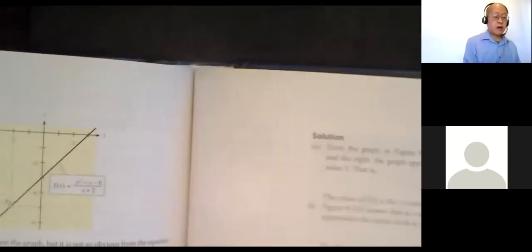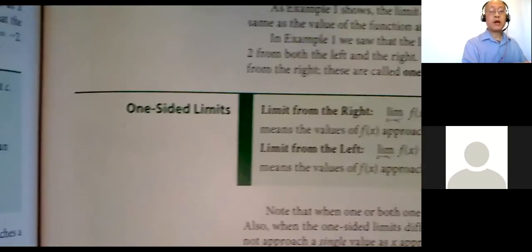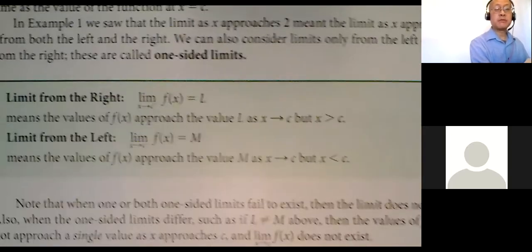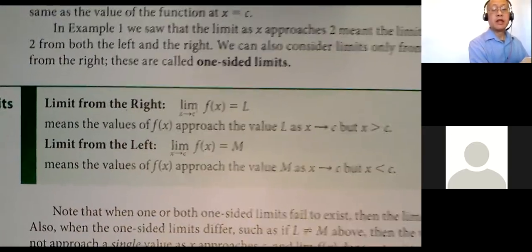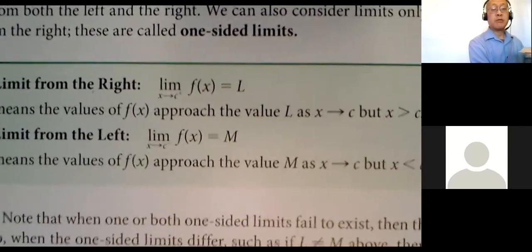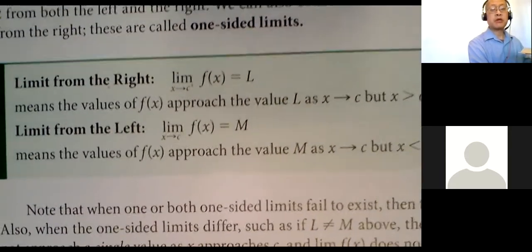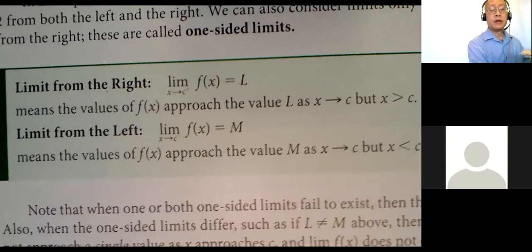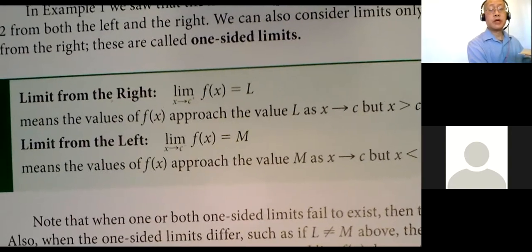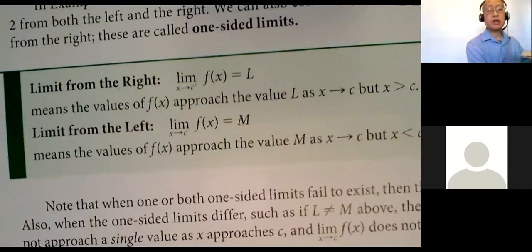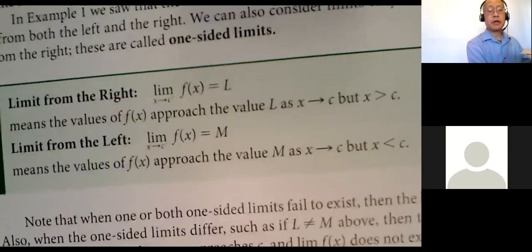Then on page 537, you have something called one-sided limits. It's almost the same thing, but now they give you a plus or minus symbol. Limit from the right: the limit as X approaches C, and there's a little plus symbol next to it, almost like a superscript, like a power. That means you're only coming from the right. We read it as the limit as X approaches C only coming from the right side. So the plus means coming from the right. It doesn't necessarily mean a positive quantity, although it could be. It means coming from the right.